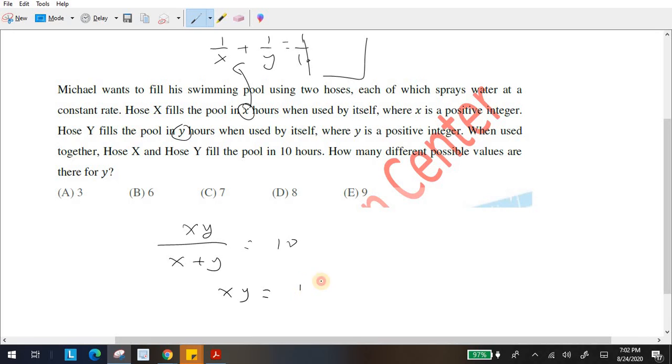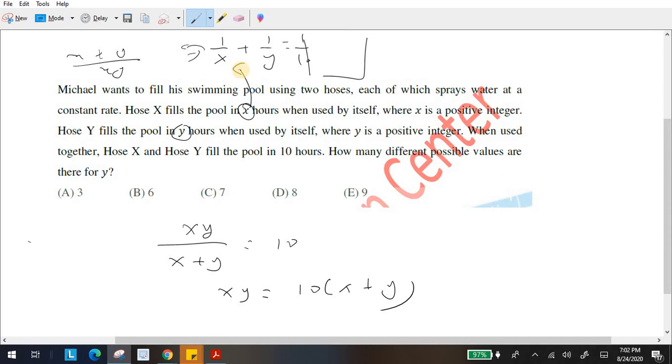xy has to be 10 times x plus y. Oh, wait. One second, I'm just trying to figure this out. Because if you just add that, that's going to be x, what y. What did we do? We multiply. How did you get xy over x plus y is 10?